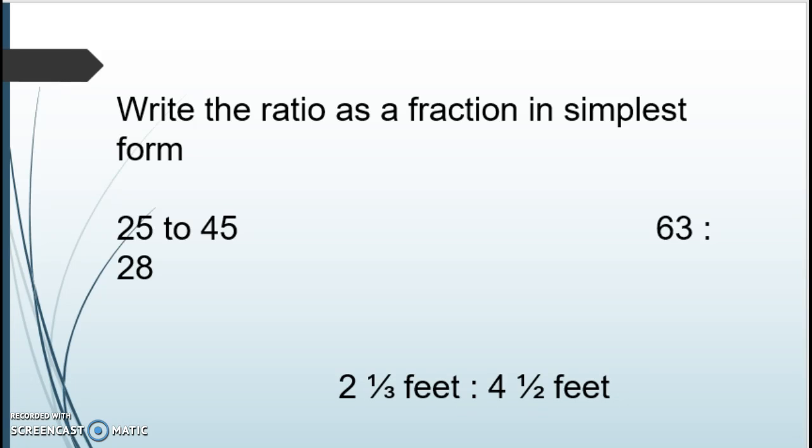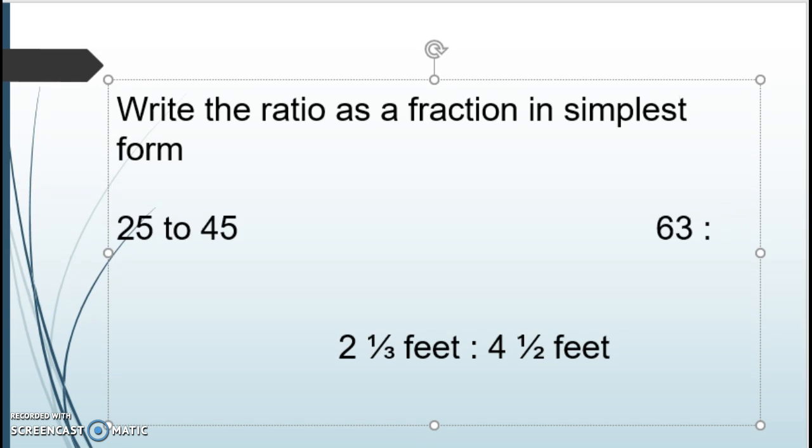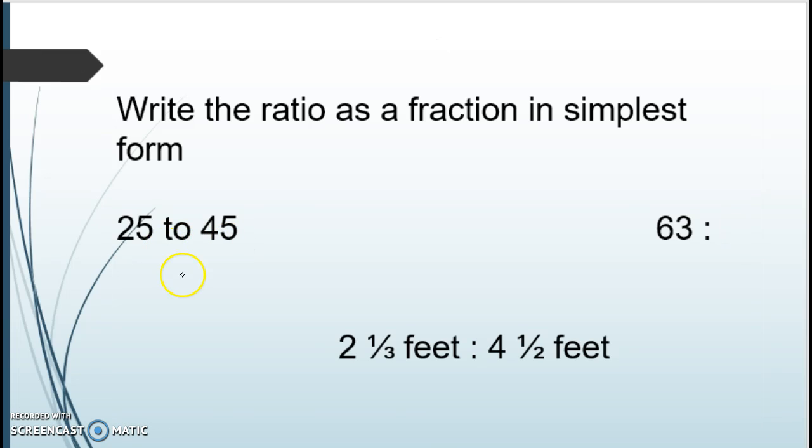Our next one says to write the ratio as a fraction in simplest form. I'm going to go ahead and change this because this number here should not be there. All right. So our first example here is 25 to 45. We know for all of these, our answers are going to have our colons.